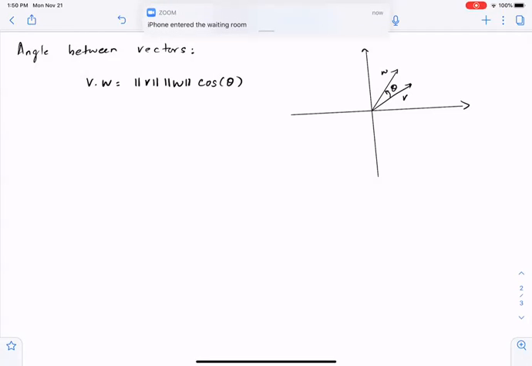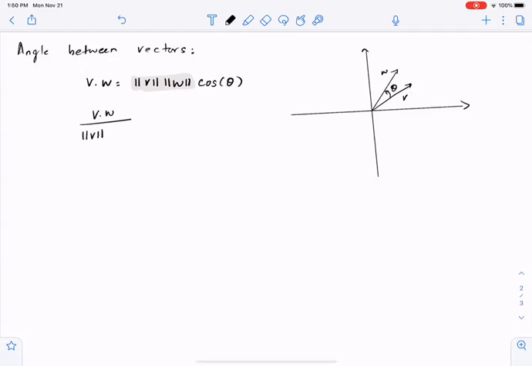If I divide both sides by the magnitude of v times the magnitude of w, I will simply have cosine theta. If I have cosine theta equal to something, I can easily find theta by using arc cosine, or excuse me, cosine inverse.